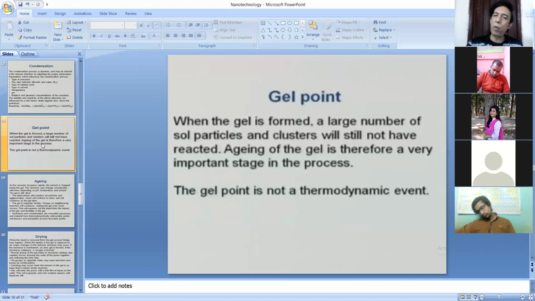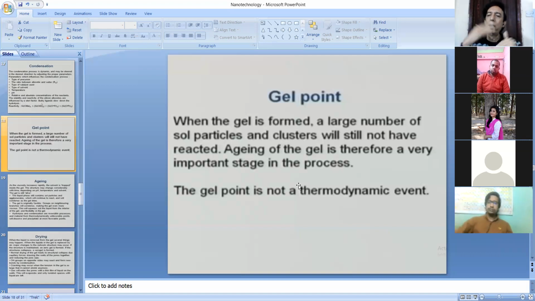So what is the gel point? Gel point is the start of the formation of gel. The point at which the gel formation starts is known as the gel point. Now, gel formation starts here. We call it the gel point. But at a gel point, there is a large number of salt, but somewhere in a region, gelling is started.